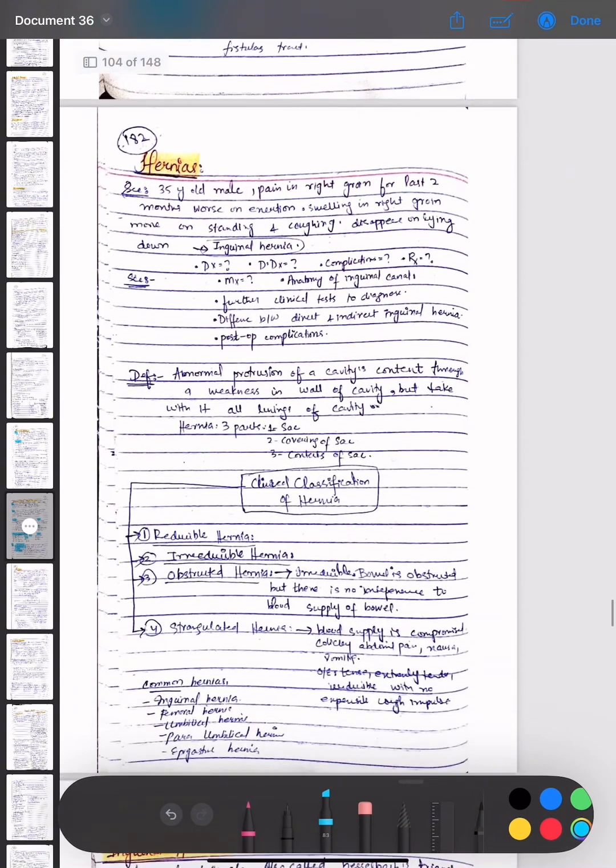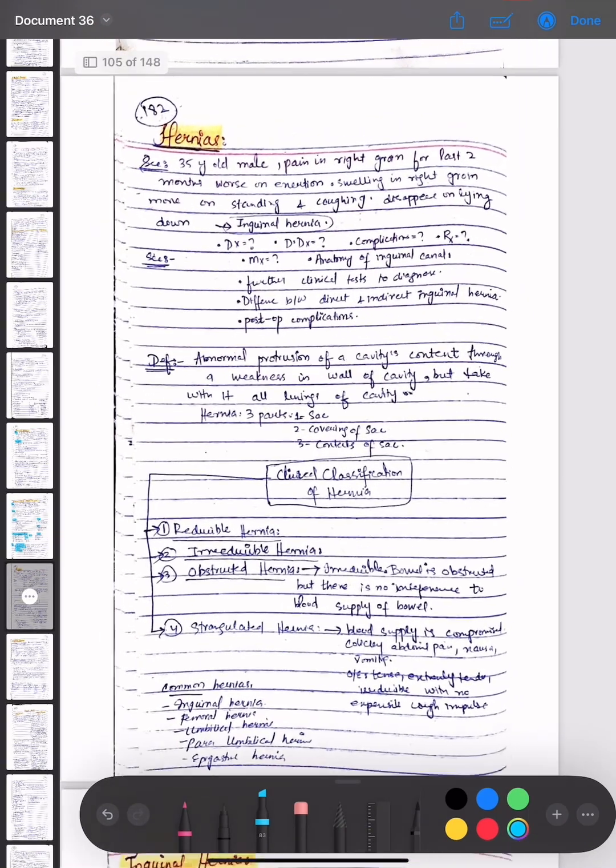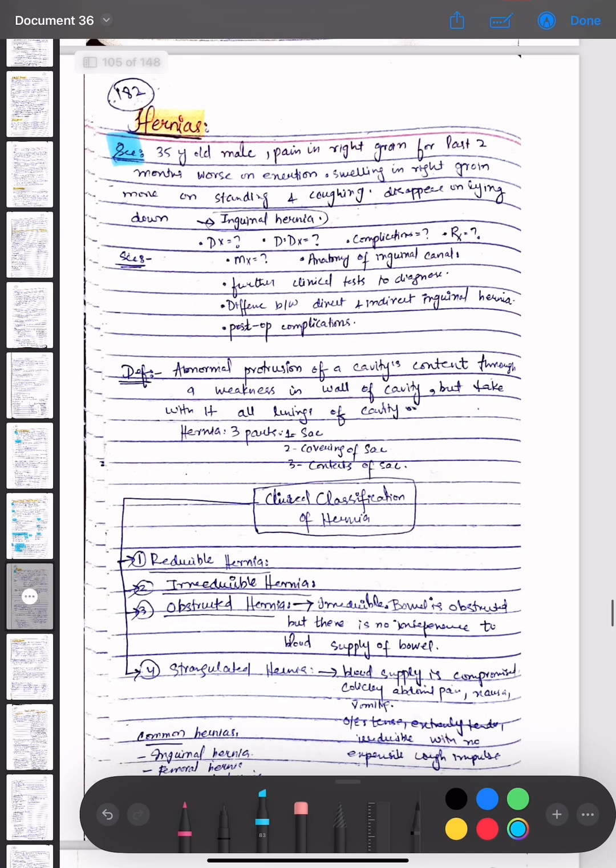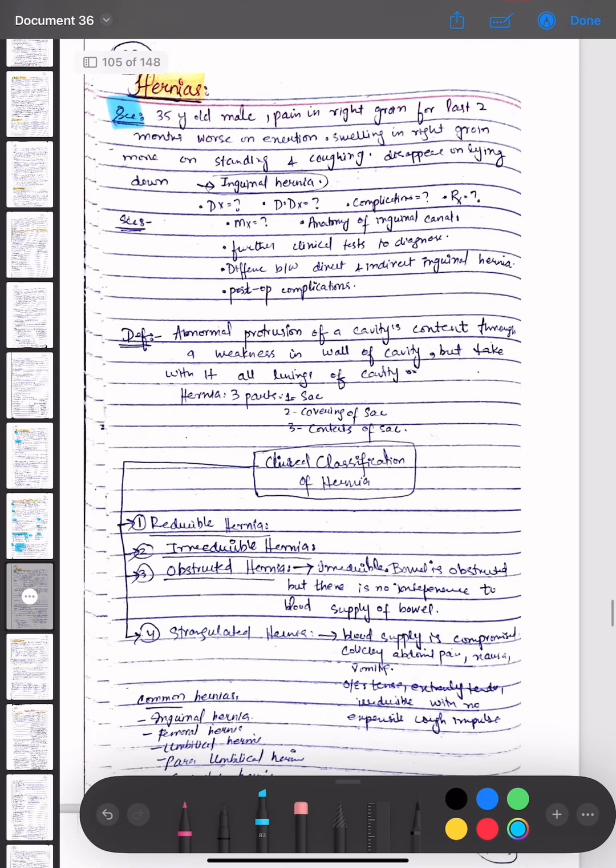Now coming towards the hernia. We have a scenario of a 35-year-old male patient with pain in the right groin for the last 2 months on exertion, swelling in the right groin, more on standing, and the swelling disappears on lying down. So the diagnosis is inguinal hernia. Now what are the differential diagnosis, the complications, treatment, management, anatomy of the inguinal canal, further clinical tests to differentiate between direct and indirect inguinal hernia, and the post-op complications.